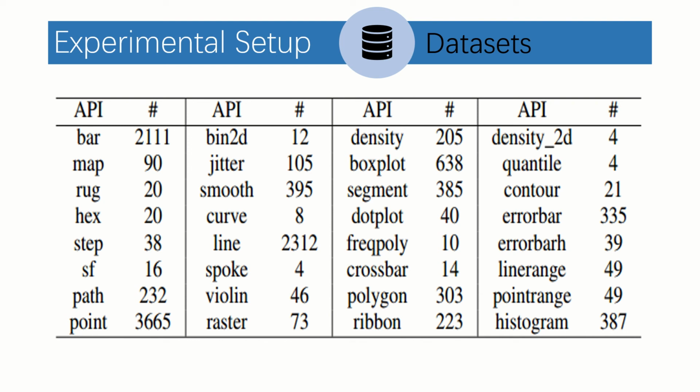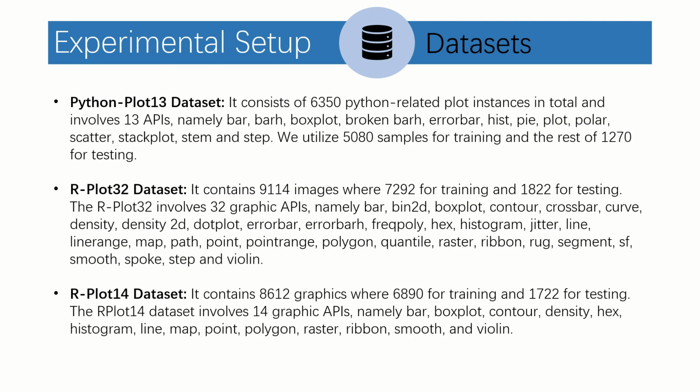As we can see in this table, some API functions are used by few images. In addition, there are some APIs belonging to the same superclass. Hence, we removed these classes from the rplot32 dataset and constructed a reduced version of rplot32 named rplot14. As a supplement dataset, rplot14 removed 502 samples from the rplot32 dataset.